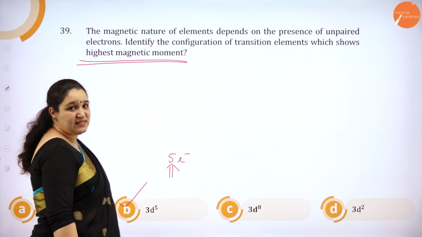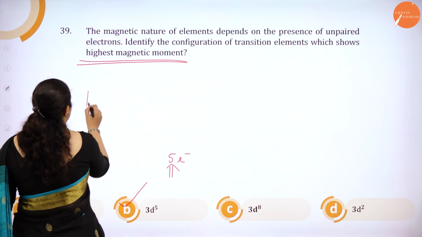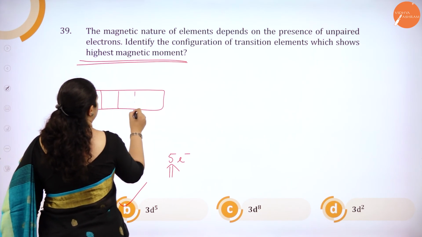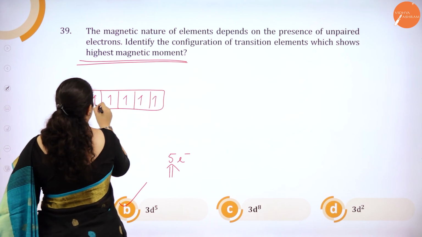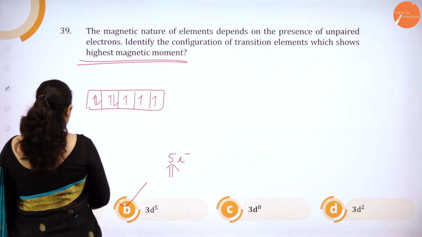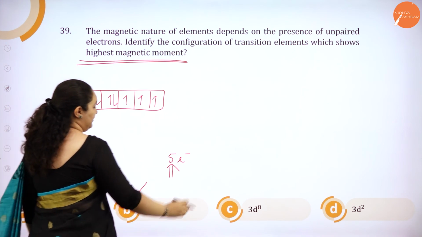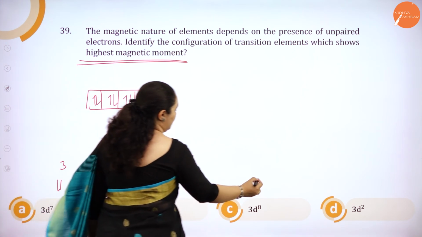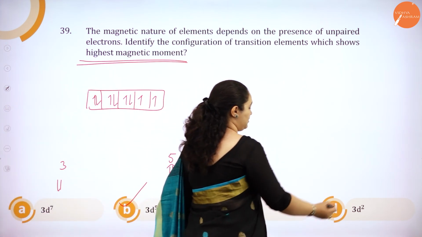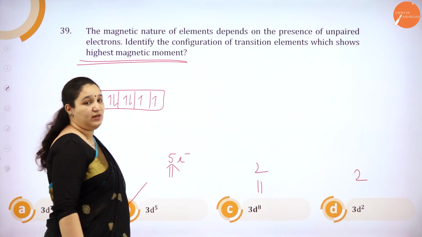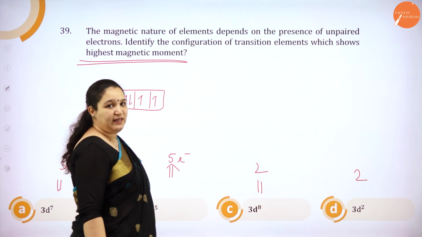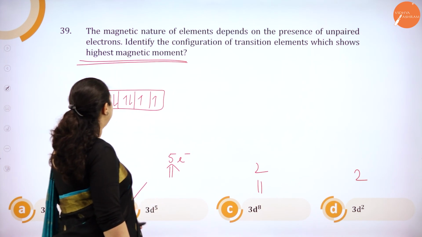Whereas in 3d7 what will happen? There is pairing up which is taking place. 1, 2, 3, 4, 5, 6, 7. There are only 3 unpaired electrons. 3d8, one more will come, so it is 2 unpaired electrons. 3d2 has got only 2 unpaired electrons. So as the unpaired electrons increase, the magnetic moment is highest. So it is option B.